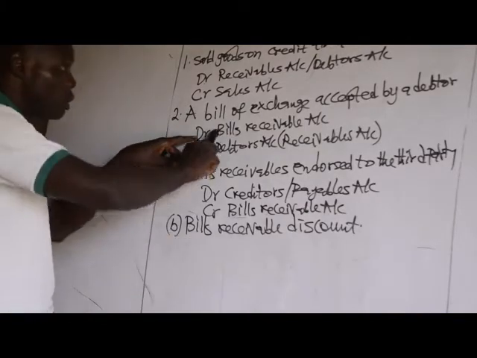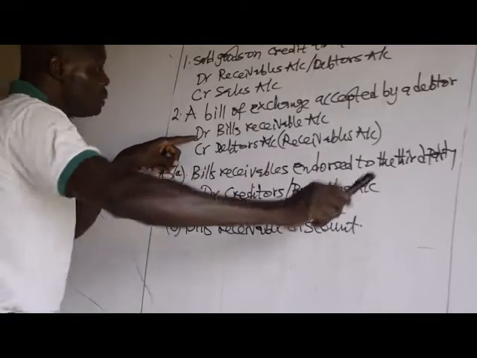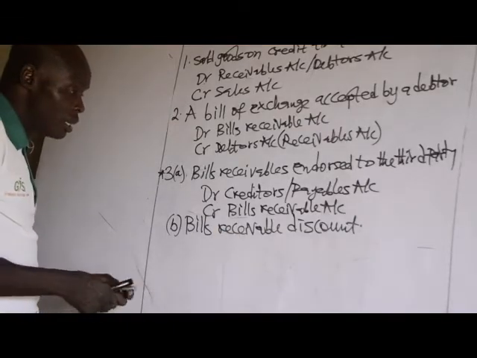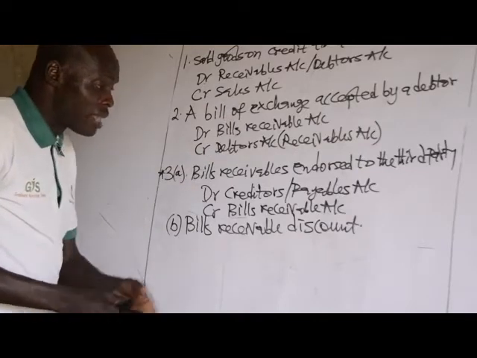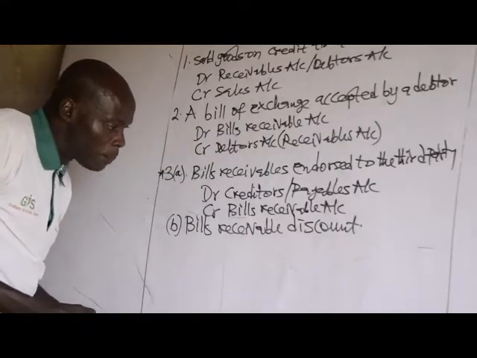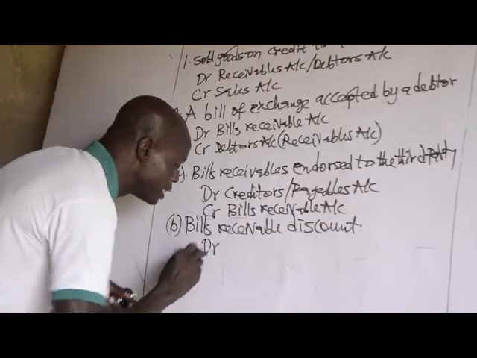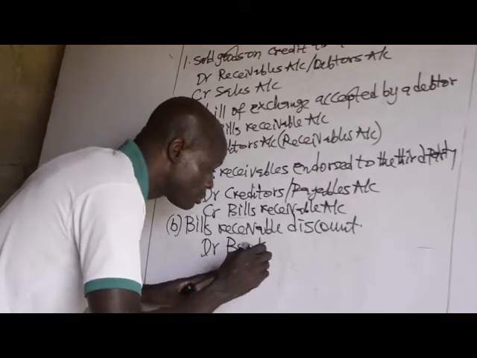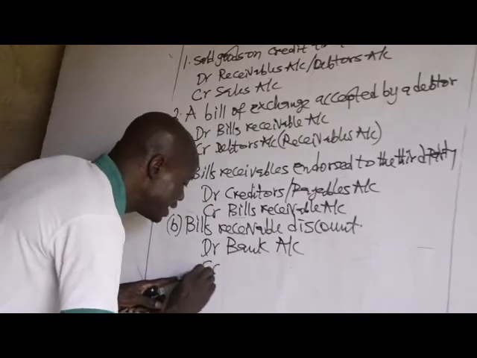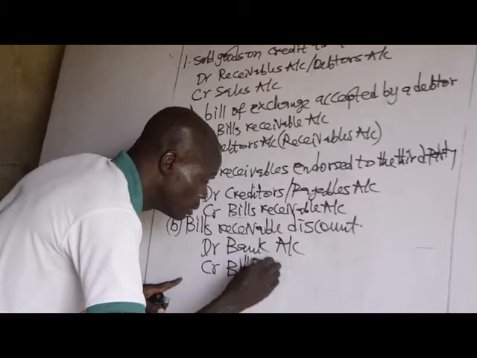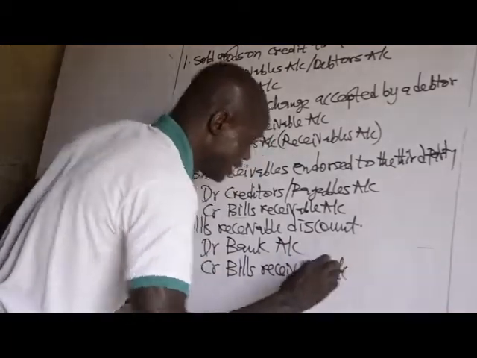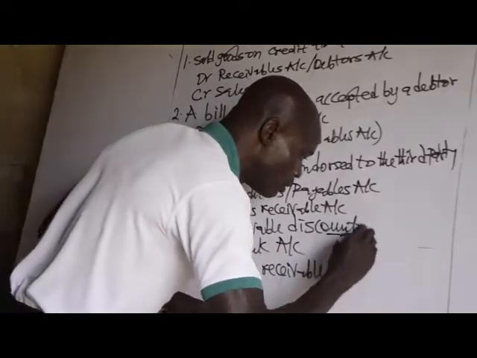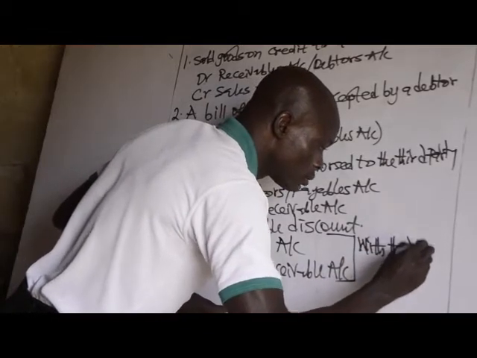Remember, it still remains as bills receivables here. But where it has been discounted, you are going to transfer it from bills receivable. In that case, you credit the bills receivable, you now debit the bank with the amount received, because money will be received from the bank. The bills has been tendered to the bank, and the bank has paid you. That means you are receiving the money through your bank account. You debit bank. Bank is the receiver. Debit bank account and credit bills receivable account with the value of the bills.